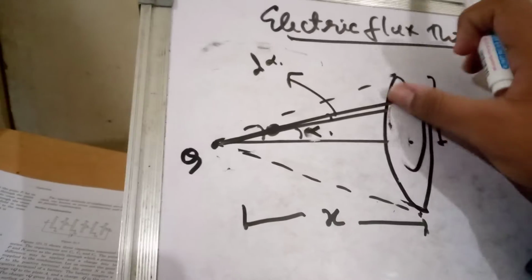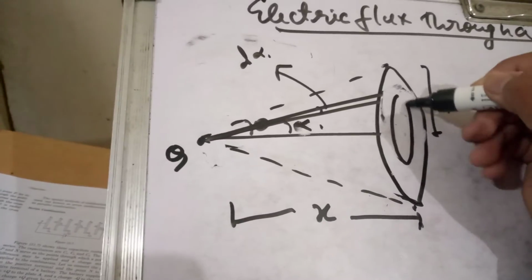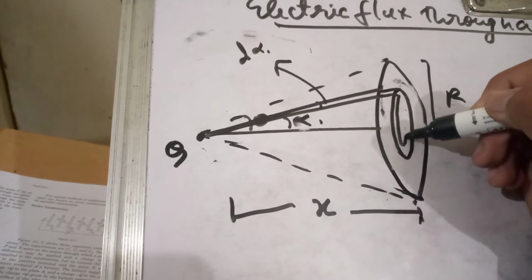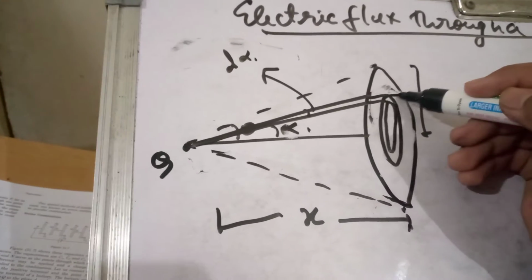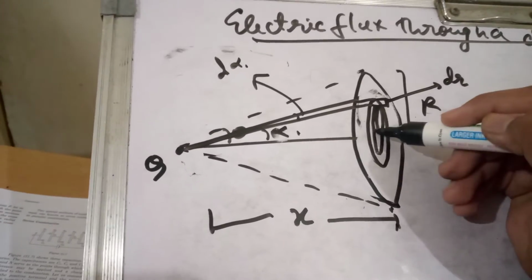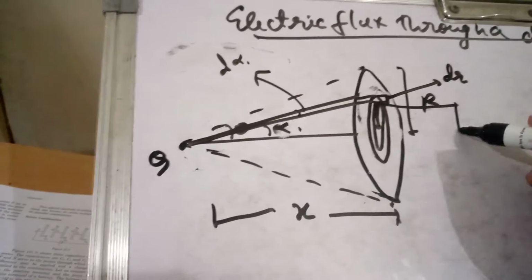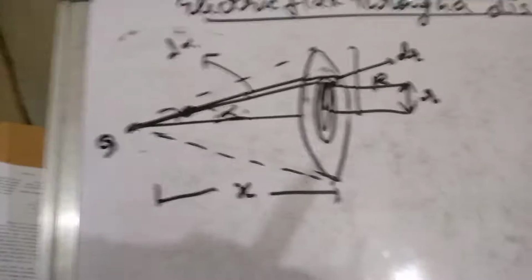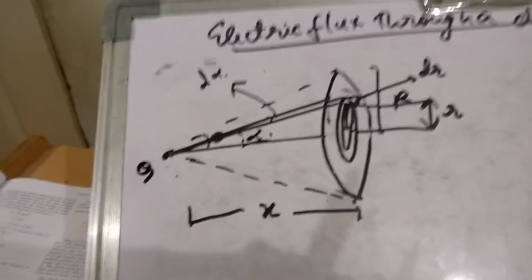I must make it again, sorry, it should be like this. Okay, so this is dr, this line is r, and this is r. Okay, so this is the case now. So this will be our diagram for this question.